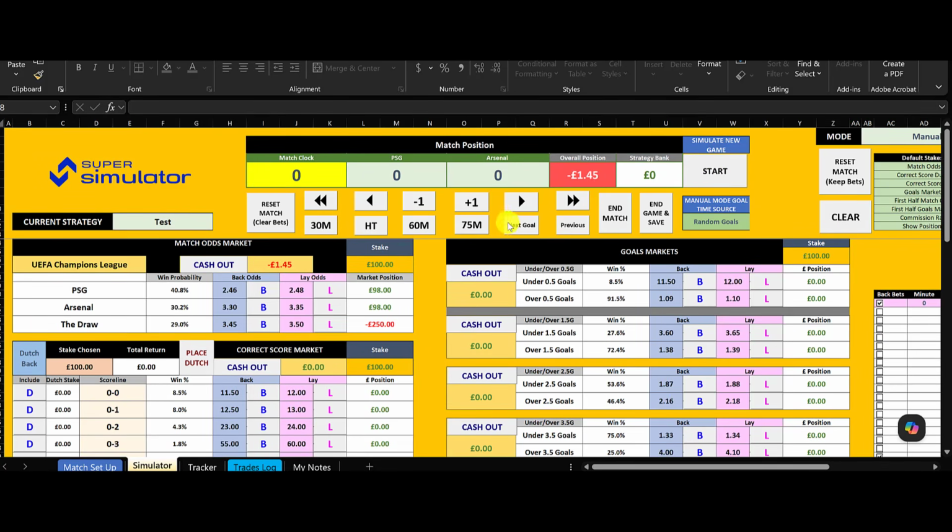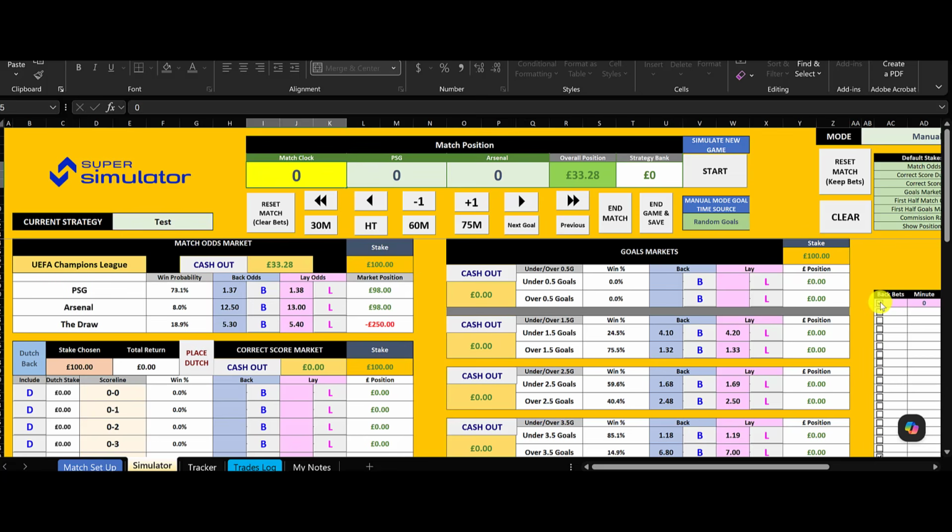So let's go next goal, and let's just get an idea for this. Okay, interesting. PSG taking the lead on 47 minutes. Now, what's great about this simulator, look, we can see that's a £33 return. That's off a lay the draw.